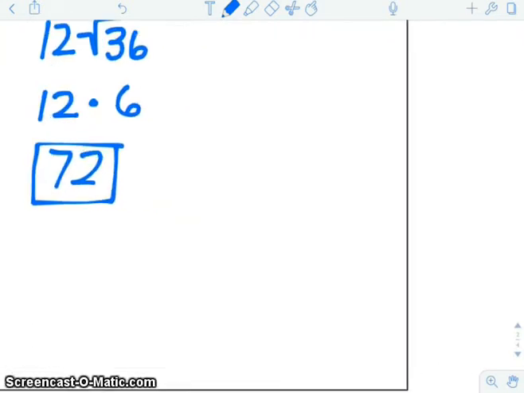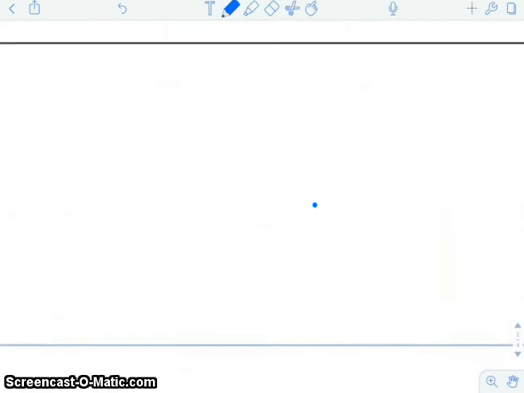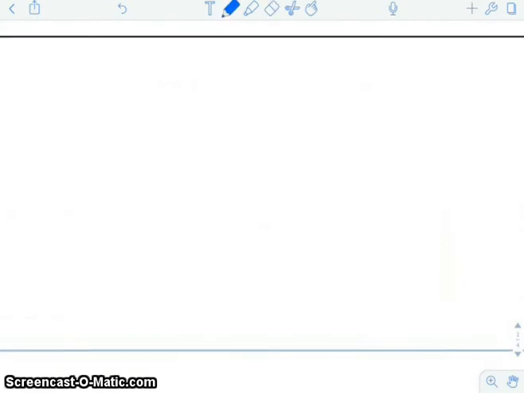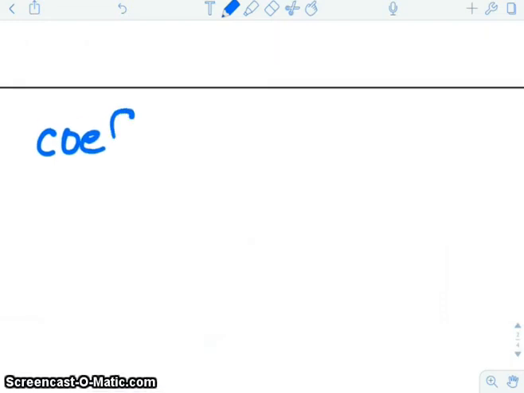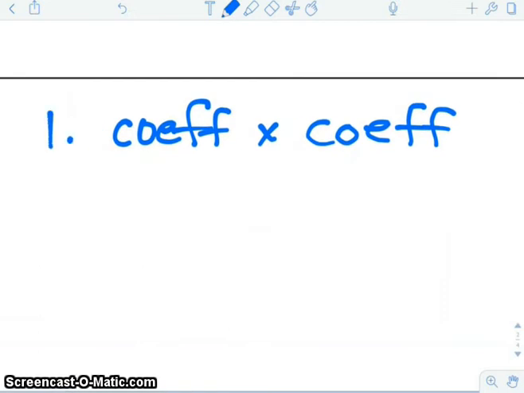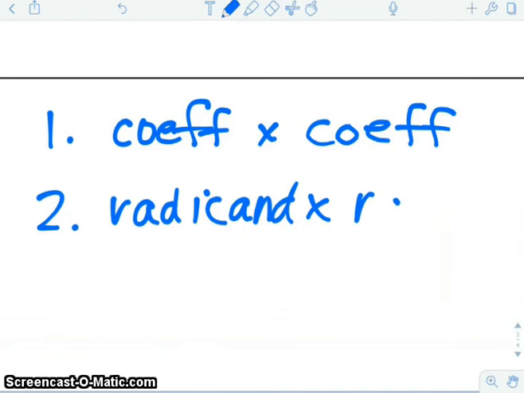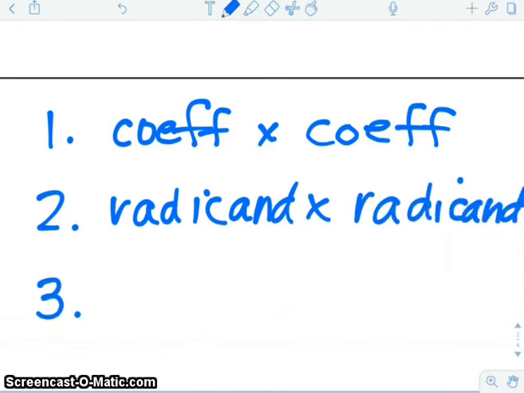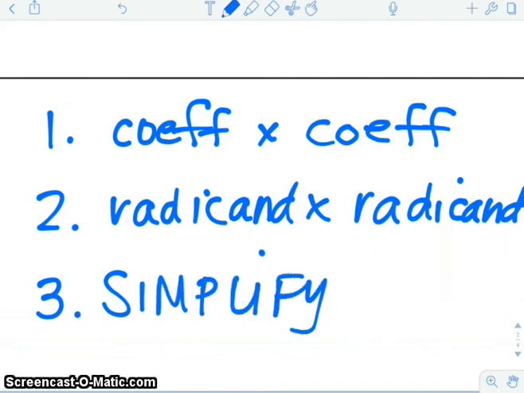So let me recap the steps here before we go on to a few more examples. When we multiply radicals, I multiply coefficient times coefficient. I multiply radicand times the radicand. And then the last step, that's really important for expressing my radical in simplest form, I simplify. Not too complicated, very similar to other things you've seen before. If you need help simplifying, go back to your 8.1 video.